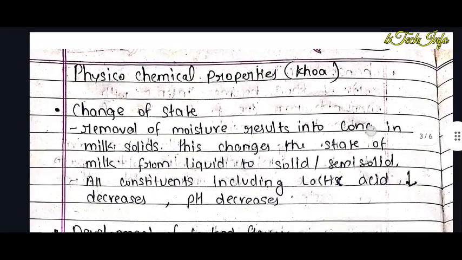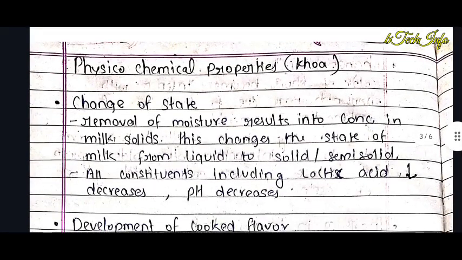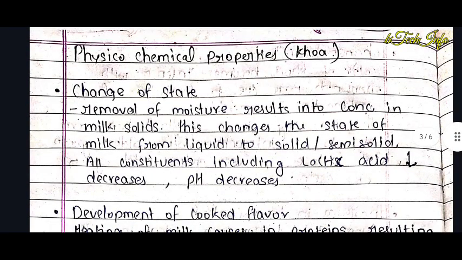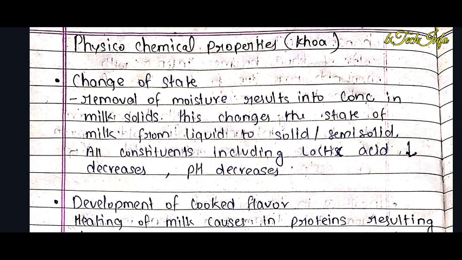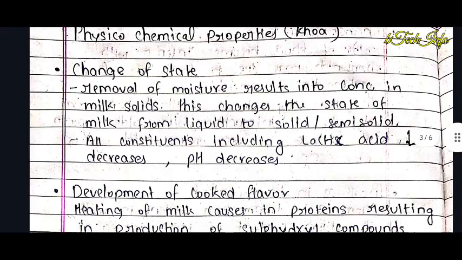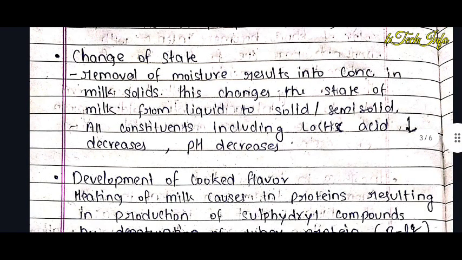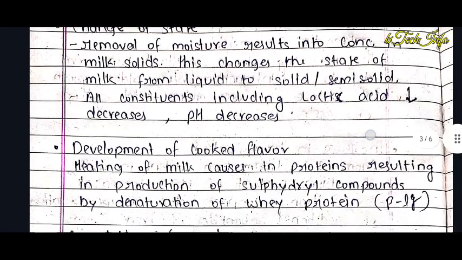Now we see the physicochemical properties of Khoa, like what happens during the preparation of Khoa. First is change in state. Removal of moisture results in a concentration of milk solids. This changes the state of milk from liquid to solid or semi-solid. All constituents including lactic acid increase, which leads to a decrease in pH.